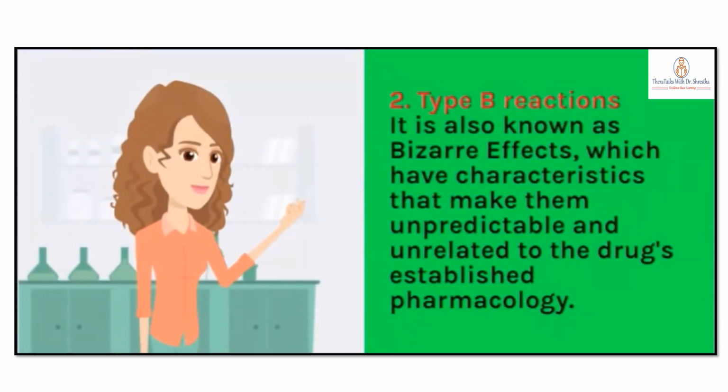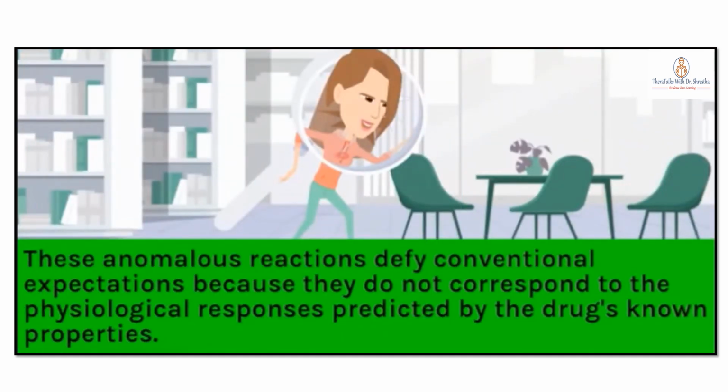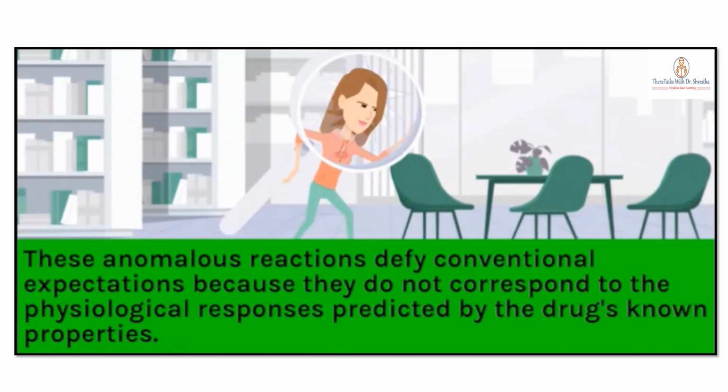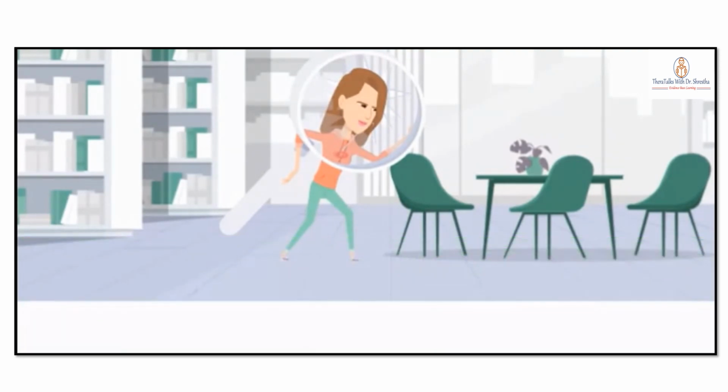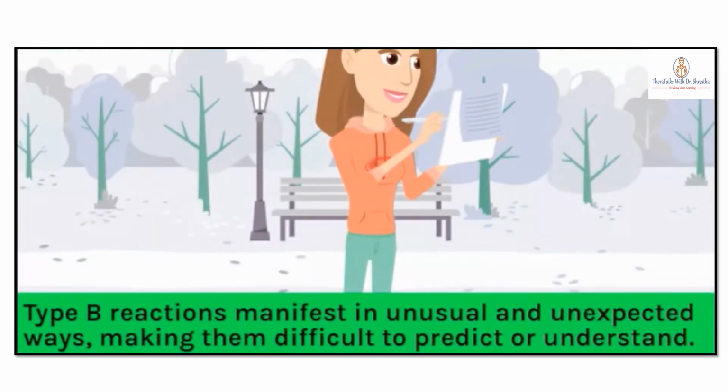2. Type B reactions. It is also known as bizarre effects, which have characteristics that make them unpredictable and unrelated to the drug's established pharmacology. These anomalous reactions defy conventional expectations because they do not correspond to the physiological responses predicted by the drug's known properties. Type B reactions manifest in unusual and unexpected ways, making them difficult to predict or understand.